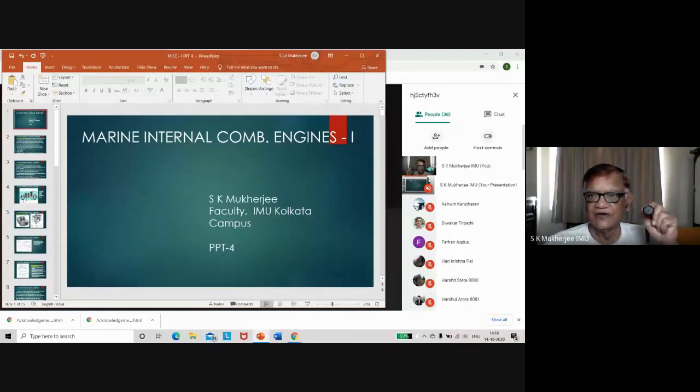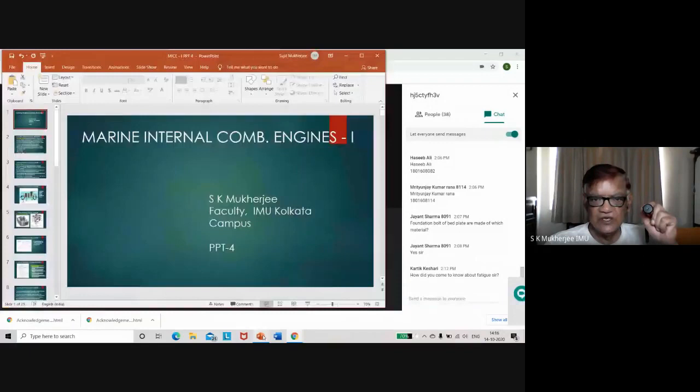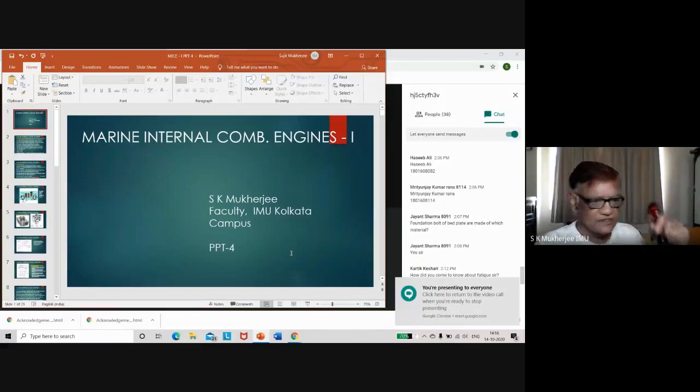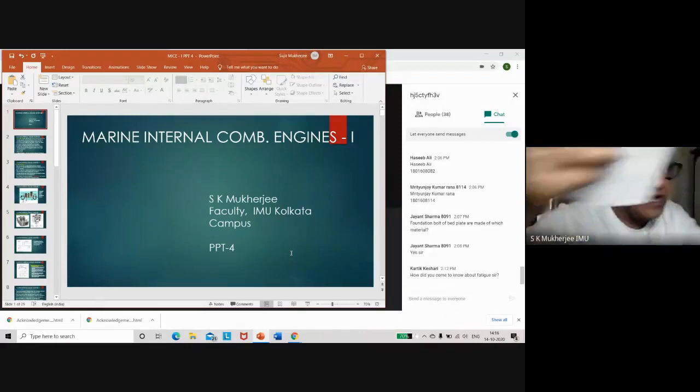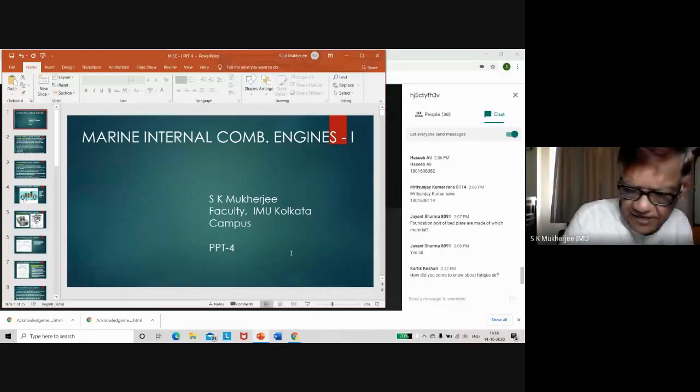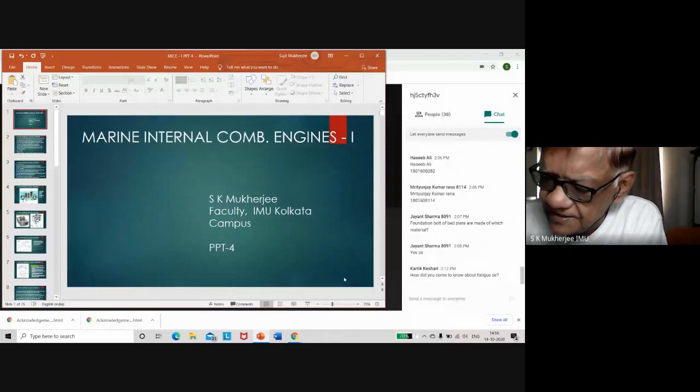So this is the area of the tie rod which has possibly failed. If you see the end of the tie rod, better will be a diagram. Okay. I will just make a simple diagram which will indicate to you how the failure has taken place.